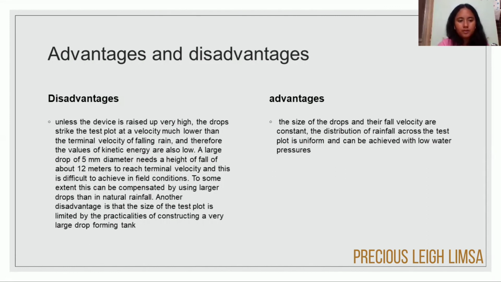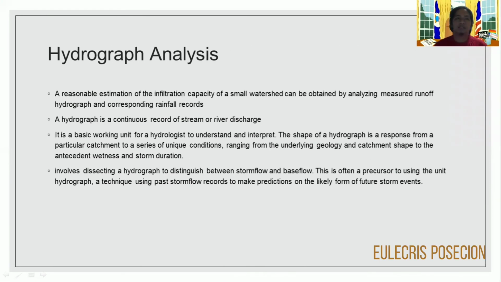A large drop of 5 millimeter diameter needs a height of fall of about 12 meters to reach terminal velocity, and this is difficult to achieve in field conditions. To some extent, this can be compensated by using larger drops than in natural rainfall. Another disadvantage is that the size of the test plot is limited by the practicalities of constructing a very large drop forming device.